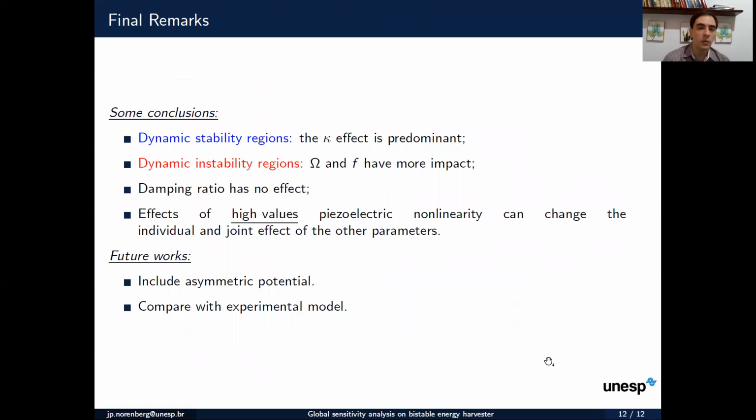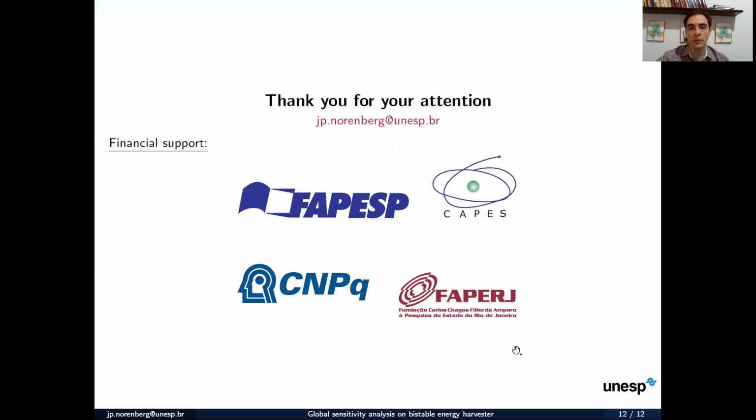Final remarks: we can conclude that in stable regions, kappa is the most important. In the unstable regions, the frequency and excitation conditions are the most important. The damping has no effect, and the piezoelectric nonlinearity matters only for high values, changing the individual and joint effects of other parameters. Future work includes a symmetric potential and a comparison with an experimental model.